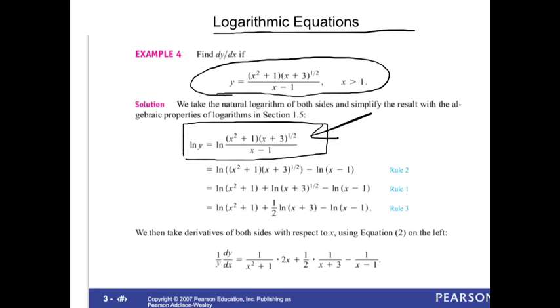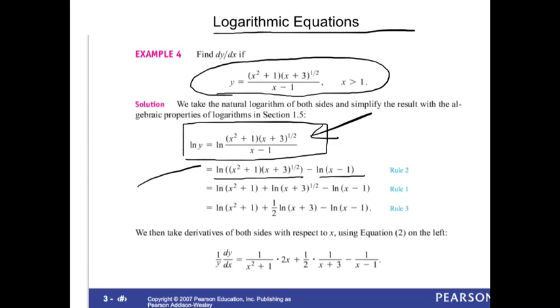And notice this is a product of some functions divided by x minus 1. So we can write that as ln, first of all, of the numerator minus ln of the denominator. That was one of the rules we just looked at. Remember, the logarithm of a quotient is equal to the logarithm of the numerator minus the logarithm of the denominator.